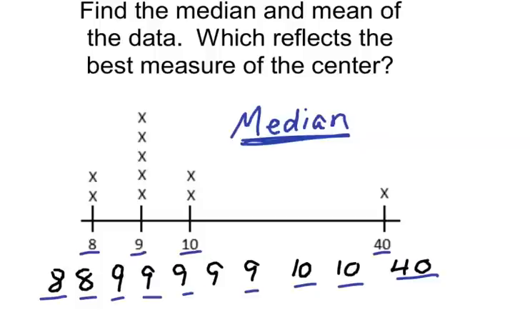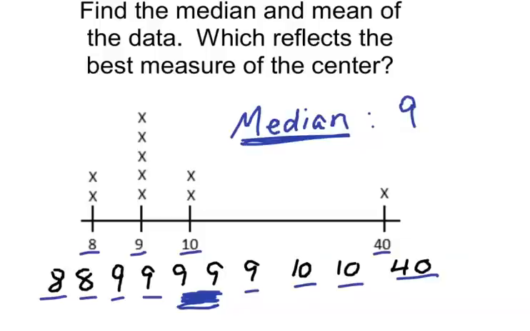Uh-oh, we have a situation. We have 2 numbers in the middle. Well, when you have that, all you have to do is find the average of these 2 numbers. Okay, so if you do 9 plus 9 divided by 2, you're going to get 9, right? So the median is 9. If there's just one number in the middle, it makes life really easy.